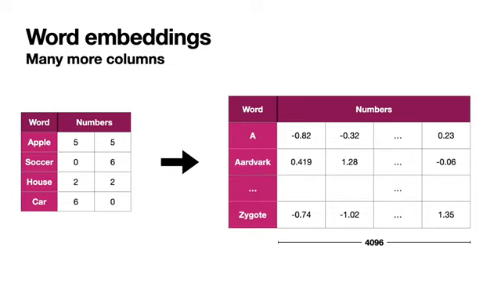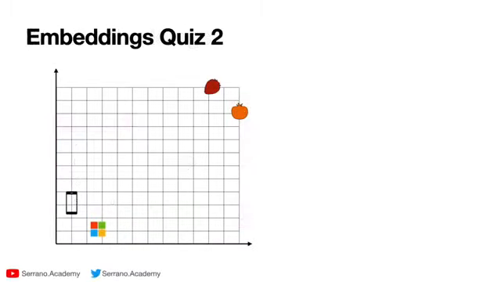So in short, embeddings are really important. The more work is done in embeddings, the better the language models can become. Now embeddings have some difficulties. For example, let's look at quiz number 2. We have on the top a strawberry and an orange, and on the bottom we have a phone and the Windows logo.